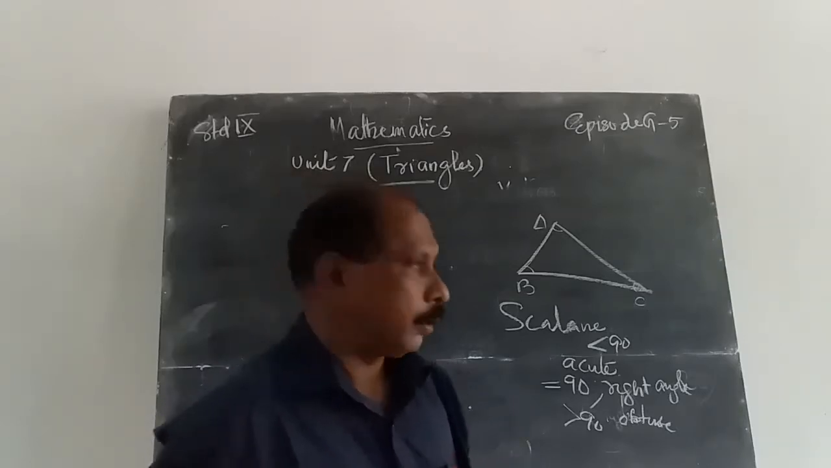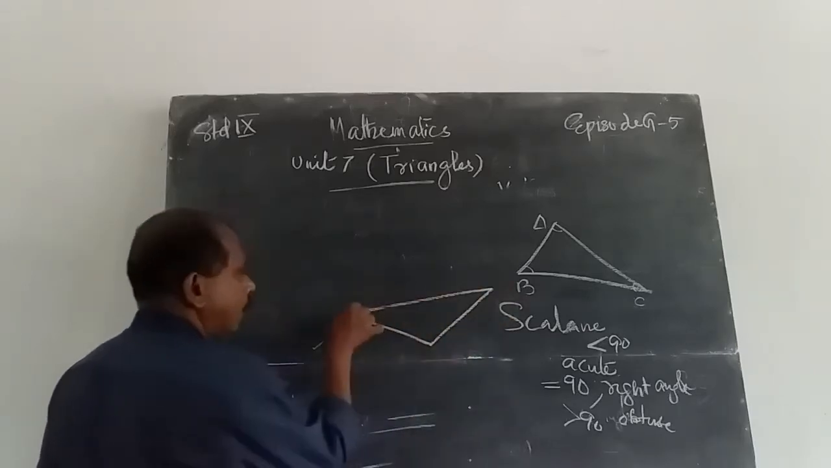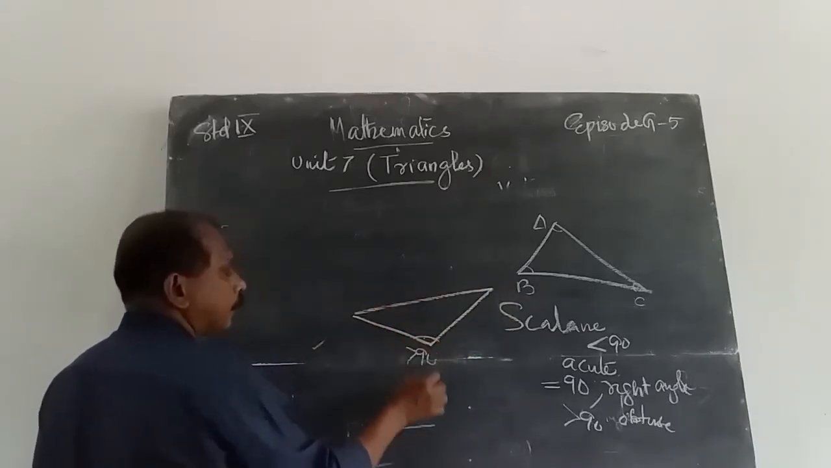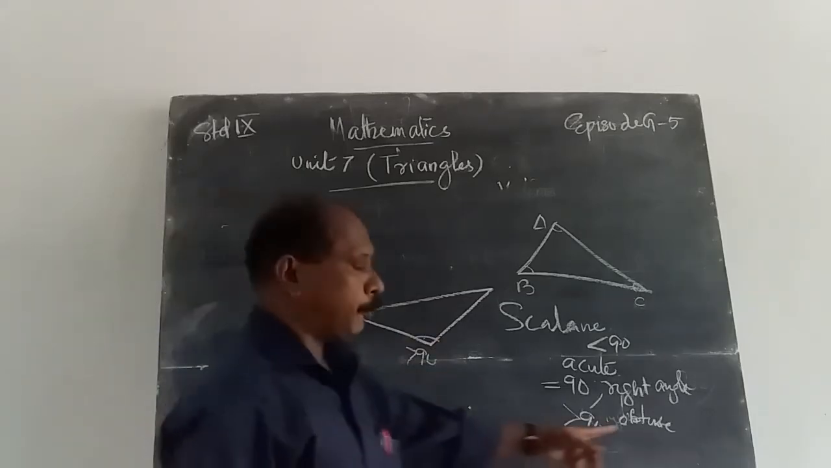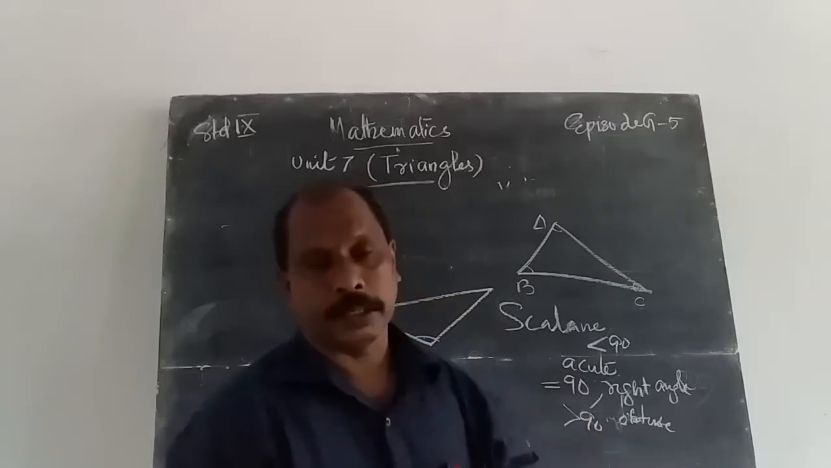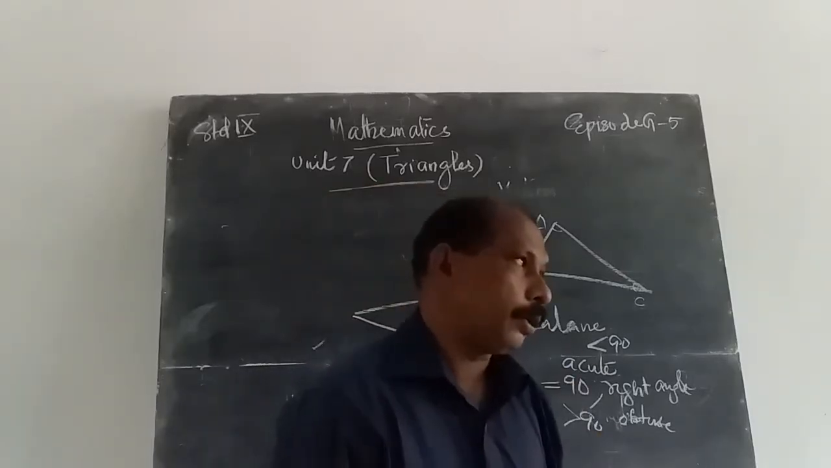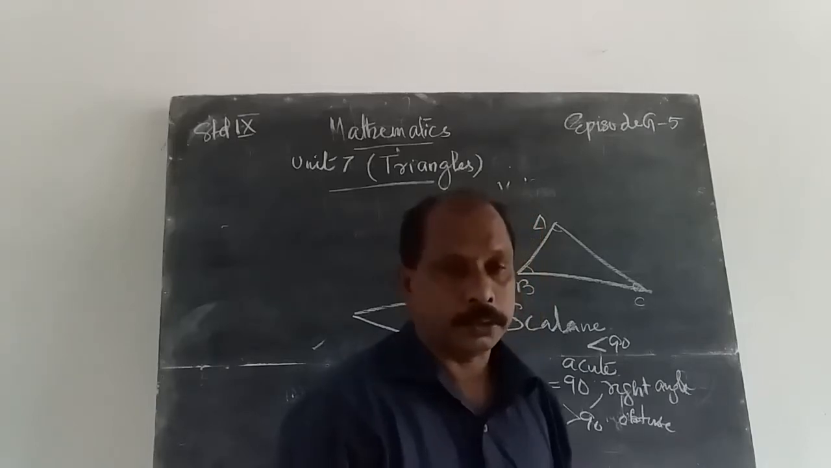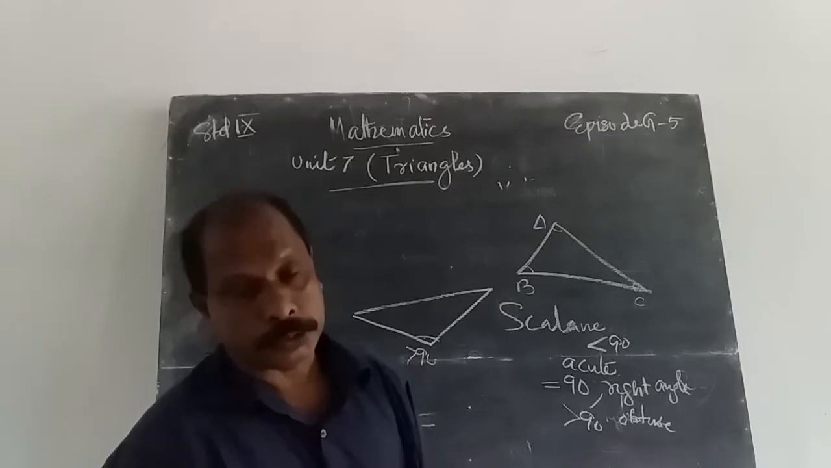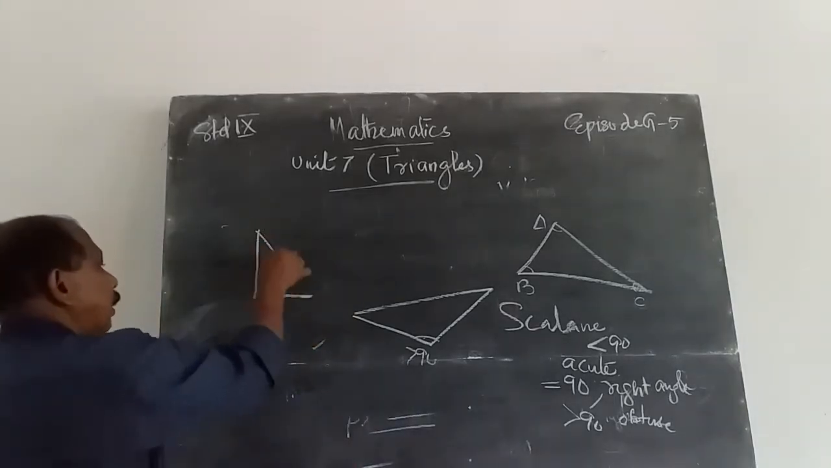It is an acute triangle. But in the second example, this angle is greater than 90. Therefore, this triangle is known as an obtuse triangle. One angle is greater than 90, the other two angles are less than 90. Each angle less than 90, acute, therefore it is an acute triangle. Any one angle greater than 90, it is an obtuse triangle. Any angle equal to 90, that is a right angle triangle.